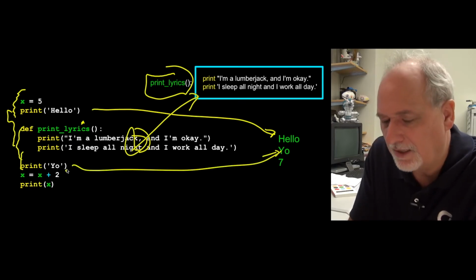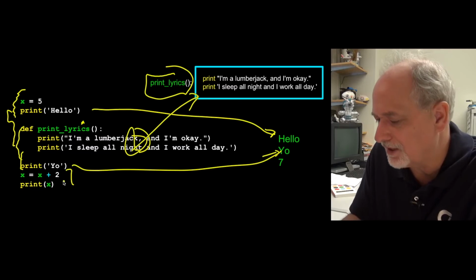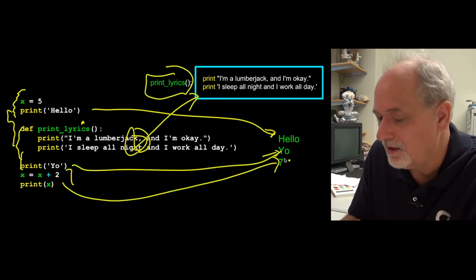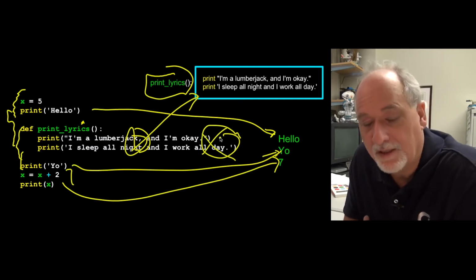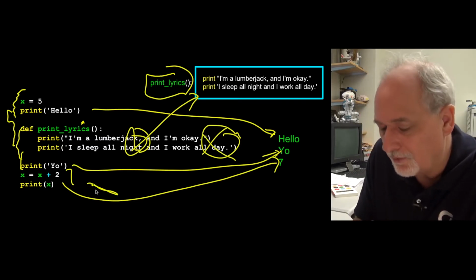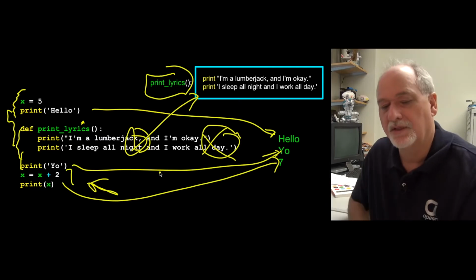And then it adds 2 to x, so x is now 7, and then it prints x, and there's no 7. There's 7. These print statements never ran. They never ran. Why? Because we did not invoke them down here. We defined them, but didn't invoke them.